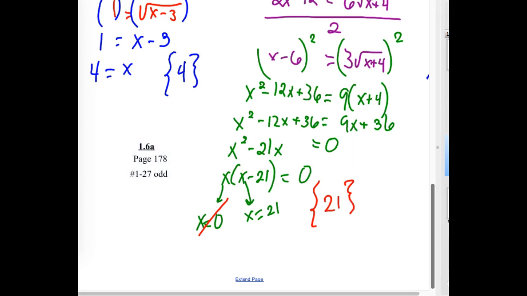All right, so for homework, you are going to do 1 through 27 odds. I'm giving you the odds so that you can be checking your work. Obviously, there's quite a few steps of work to show for each question. I do expect to see that on your homework. Let me know if you have any questions.